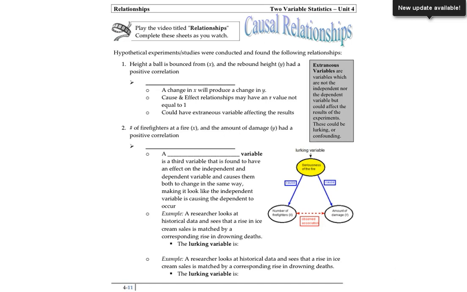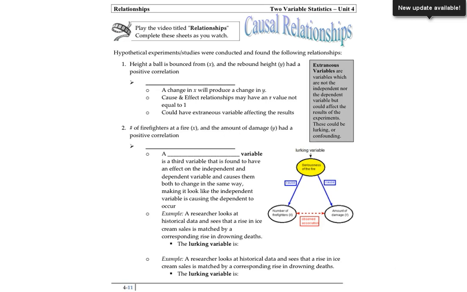When you graph a scatter plot and you may or may not find that two variables have a relationship, there are different reasons why. One could be because one is directly causing the other to happen, but it could be a coincidence. So what we're going to do is examine the different types of relationships that can occur between two variables.